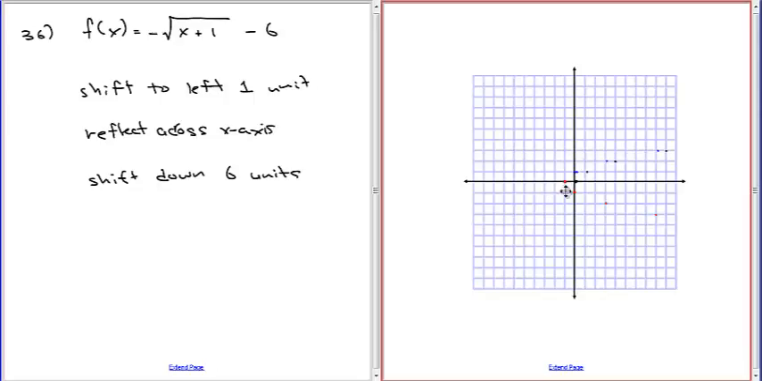And then we go down 6 units. So we'll go 1, 2, 3, 4, 5, 6. So there's my anchor point, and then I go down 1 over 1, down 2 over 4, and down 3 over 9. And so my final function is going to look like that.